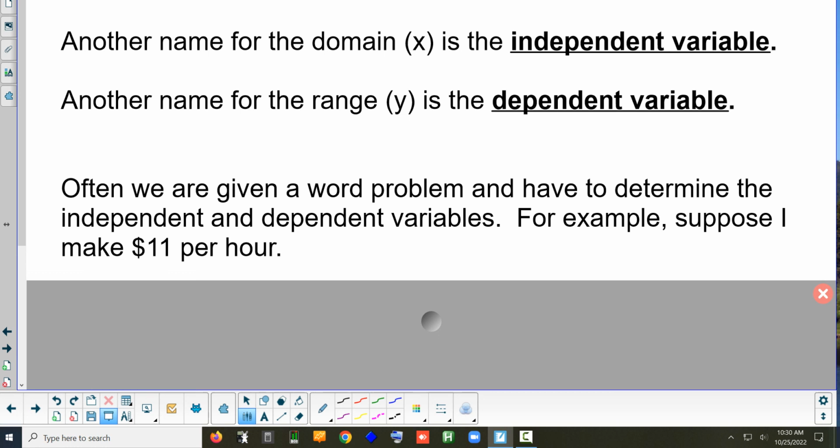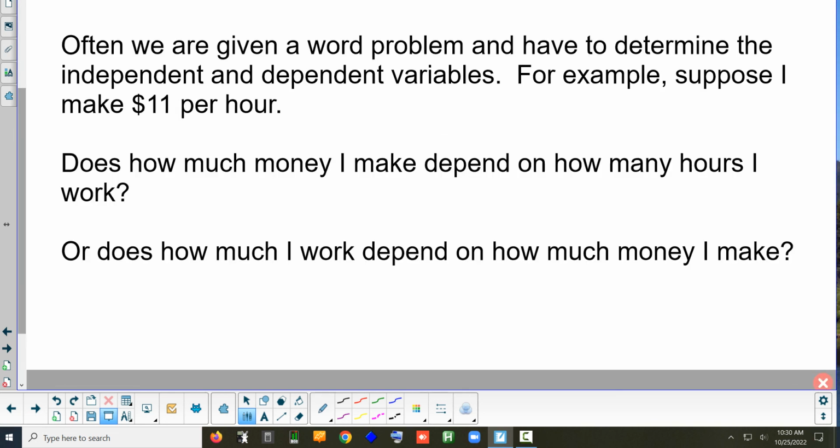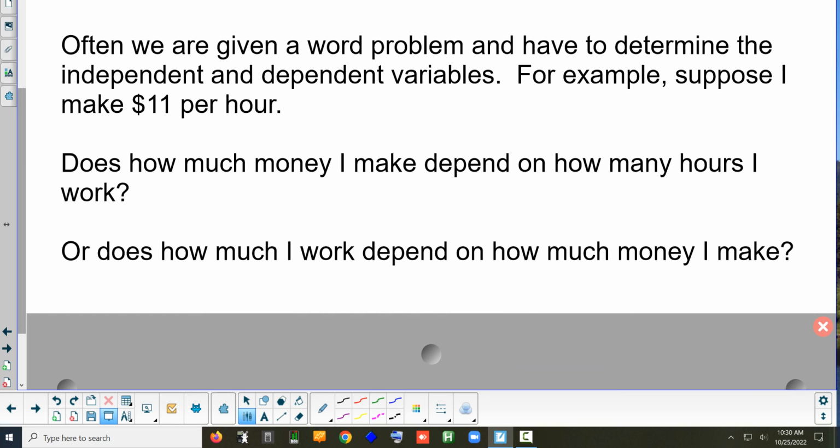So what we have to do when we have a word problem is a lot of times we have to figure out which letter in the word problem should be the X and which one should be the Y. You can't mix them up. So here's an example that I don't think you guys are going to write down. We're just going to look at it and see which one makes more sense. Think about it in like real life.